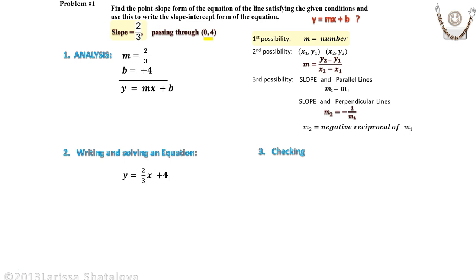Checking. Let's check. Does this equation satisfy our point or not? If we replace x by 0 and y by 4, is left side equal to right side? Simplify and you will see yes, 4 equals 4. Now we can show the answer. Y is 2/3 of x and positive 4. Here 2/3 is slope and positive 4 is y-intercept.